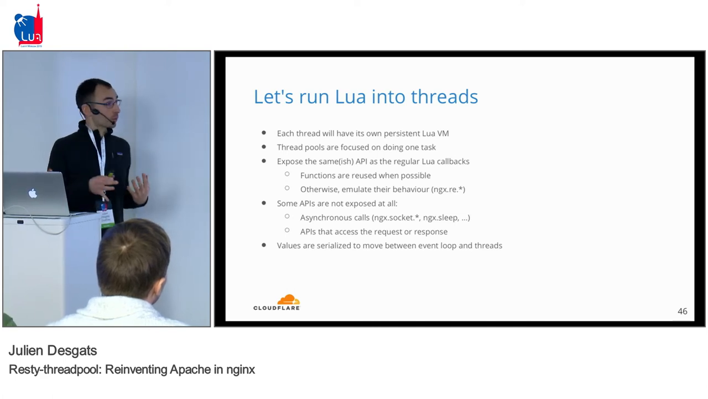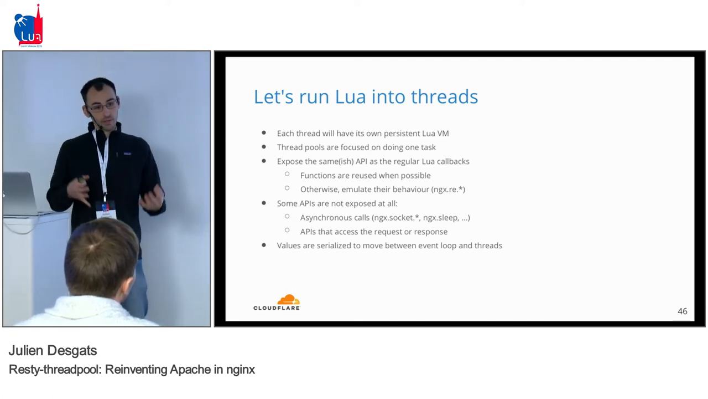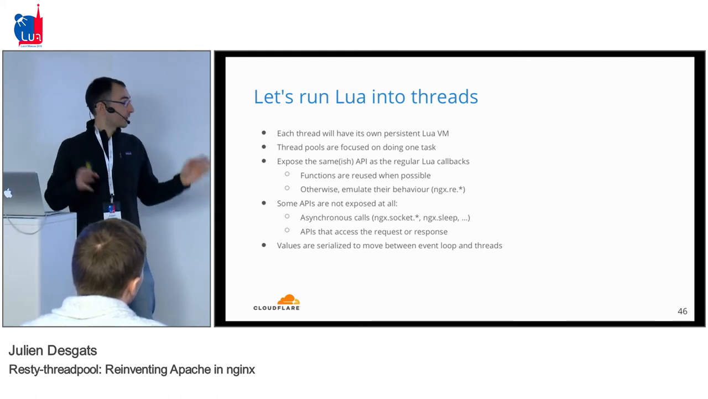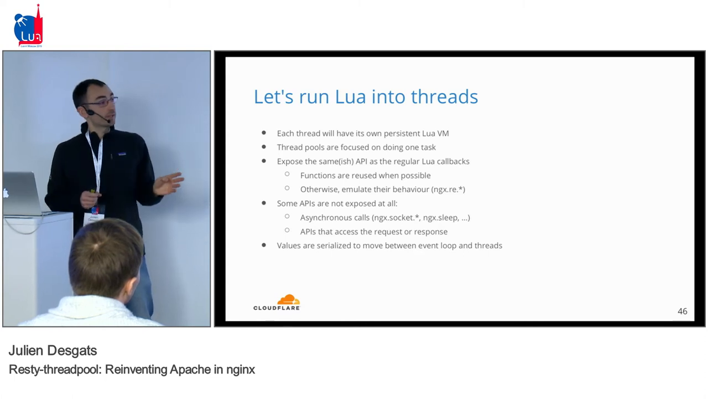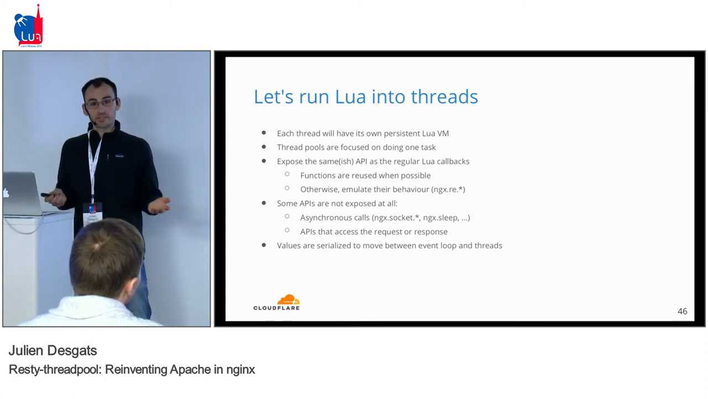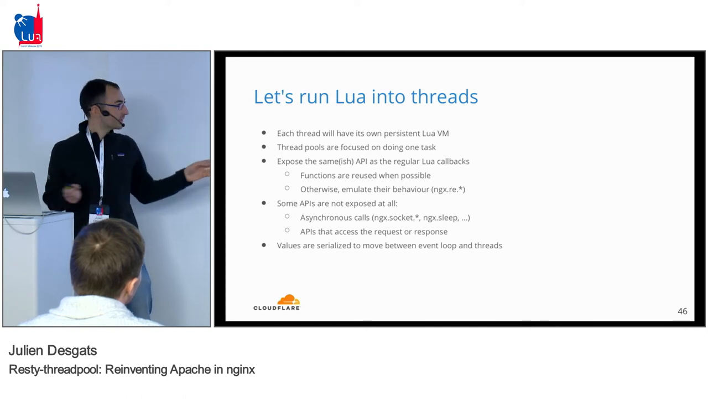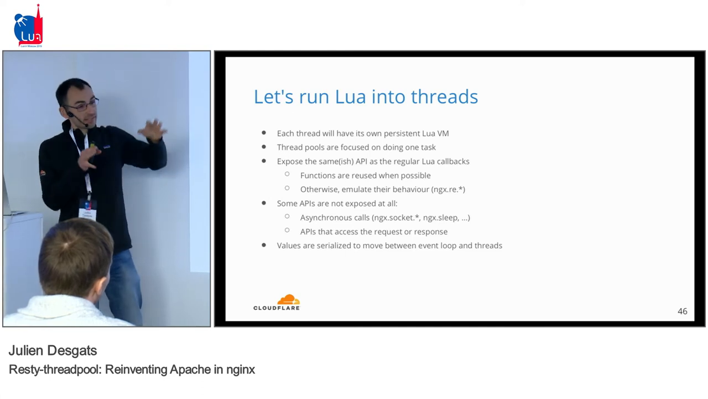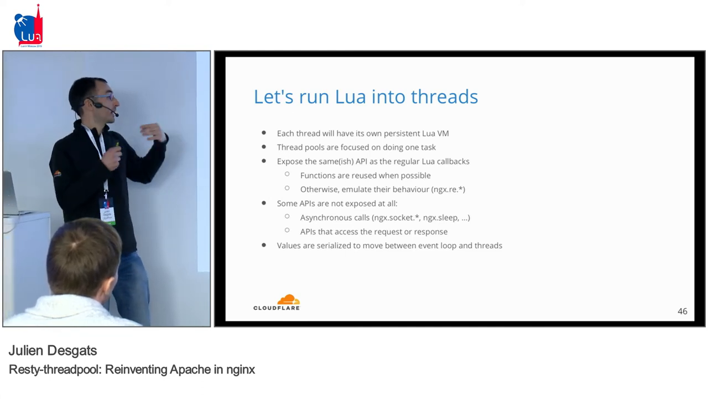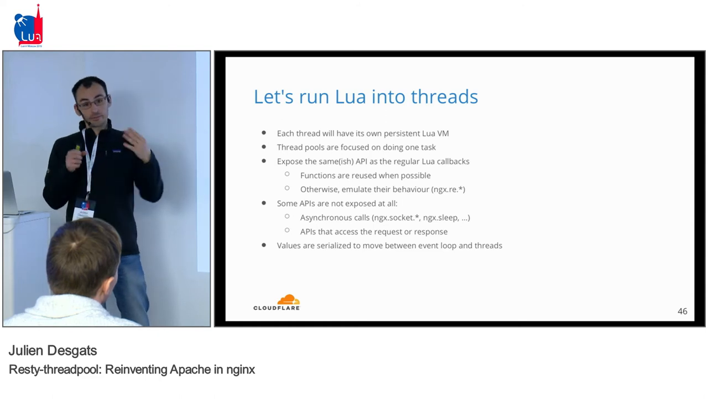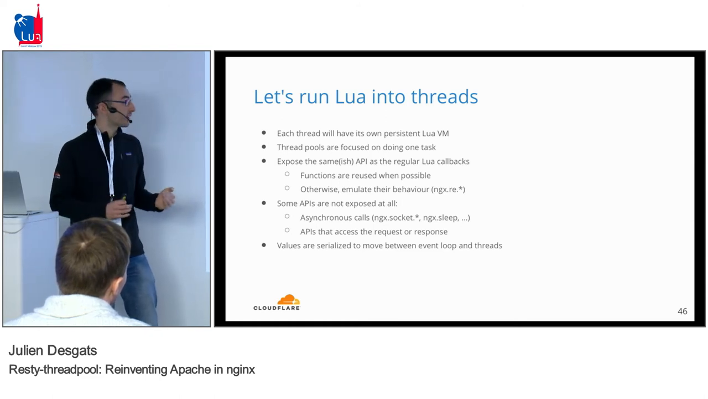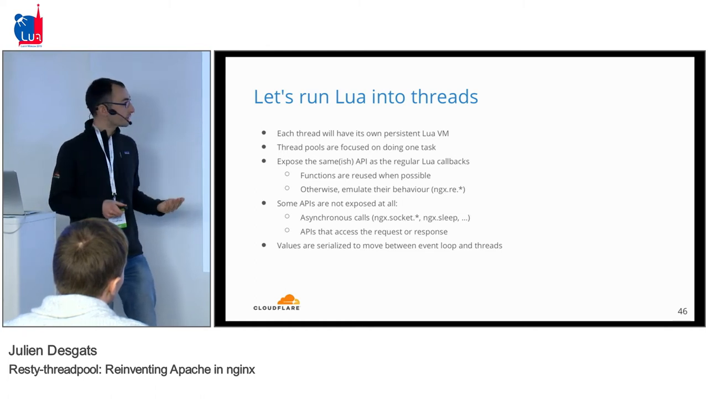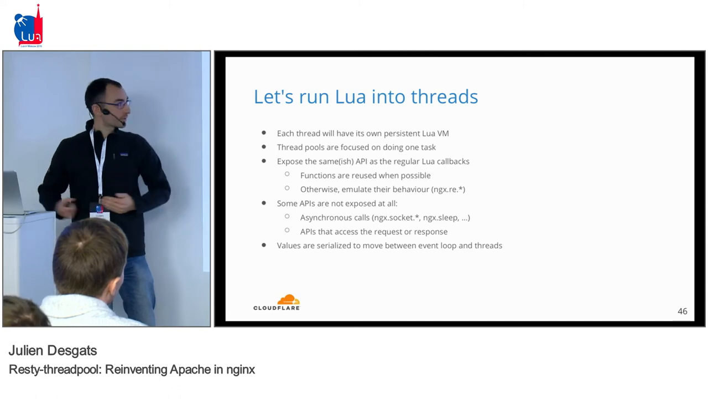So under the hood, how it works is that every thread has its own separate VM, again, because they want to share as little as possible. Having the same Lua state across different threads is not exactly the way to do it. So every thread has its own separate VM, and thread pools, like you've seen, are focused on doing only one task. It's pretty much like a function. If you need to do different things, you will have to spawn different thread pools.